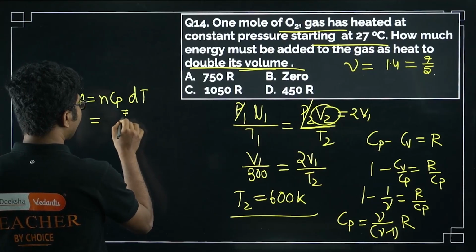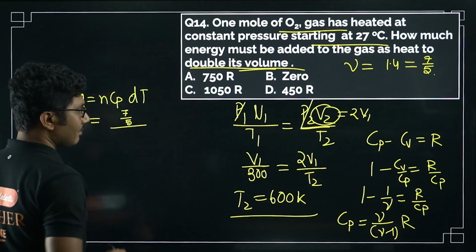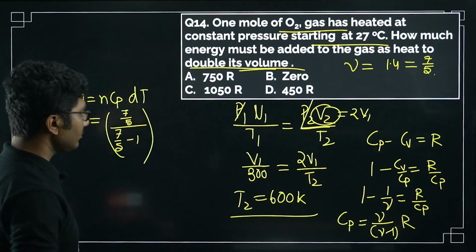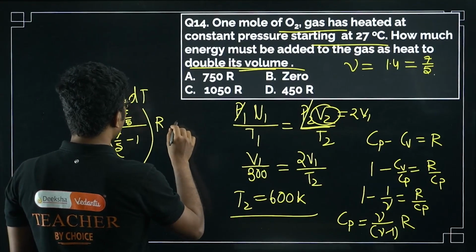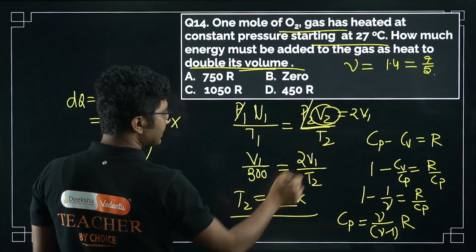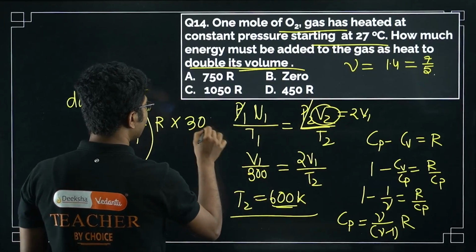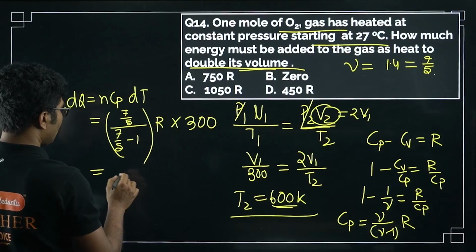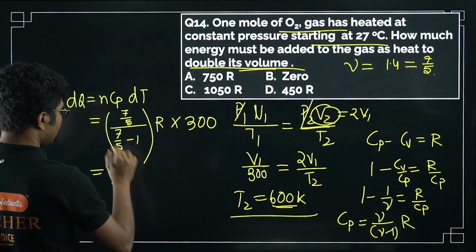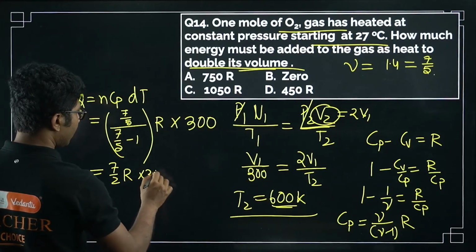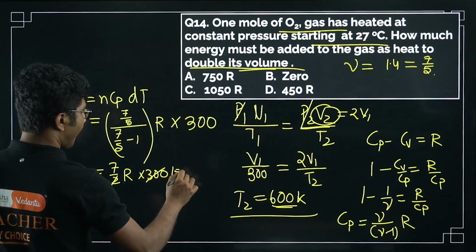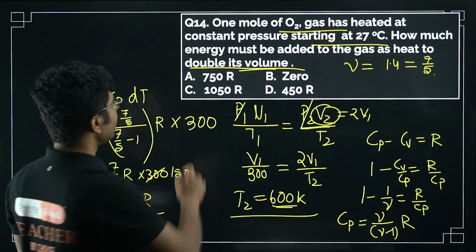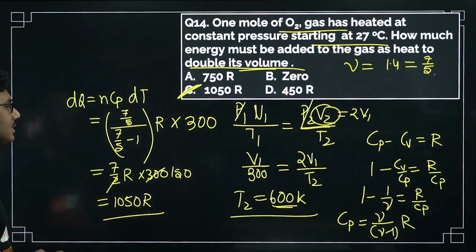So 7 by 5 divided by 7 by 5 minus 1, into R, times dT. dT is 600 minus 300, that is 300. Okay, so it will be 7 by 2, 7 by 2 R into 300. So it will be 700 plus 350, so 1050 R. So the answer is 1050 R. This much amount of heat energy you must supply.